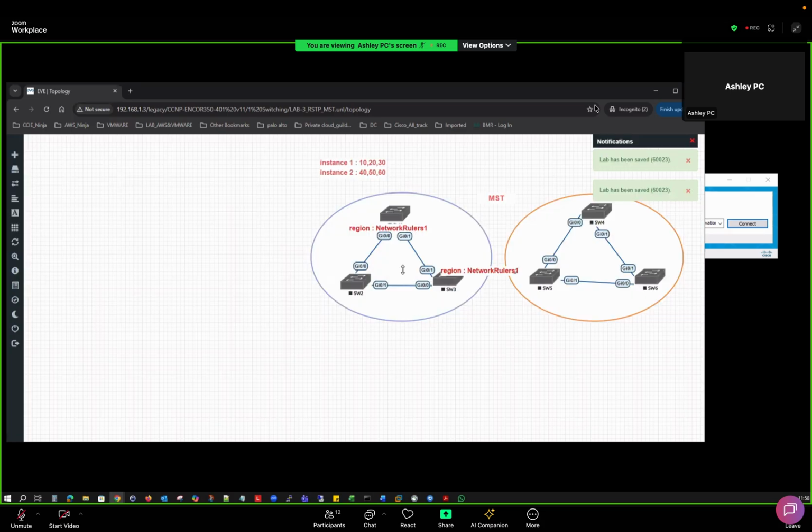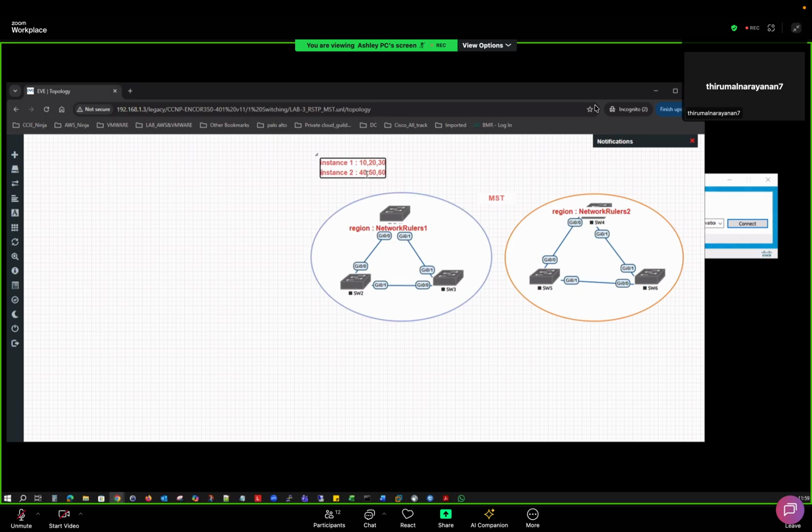And we are going to call this network ruler region 2. Network rulers region 2. Done. The region name is done as per the different regions they have, right? And instance 1 we are going to cover into region 1. Instance 2 we are going to cover into region 2.